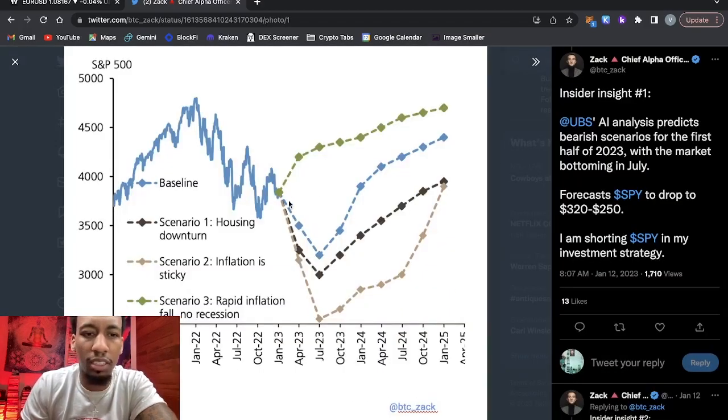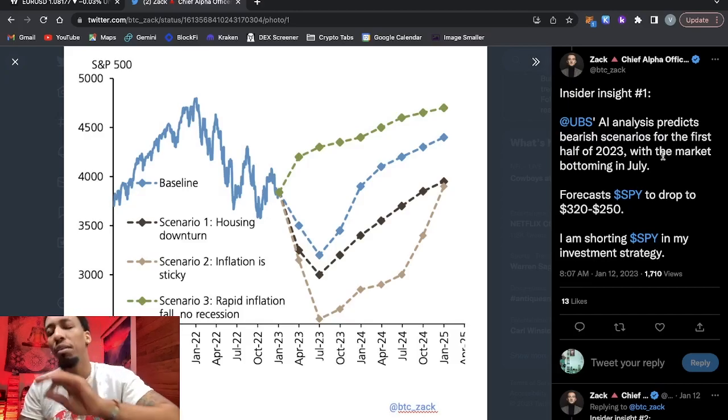The first one is insight from UBS. It's an AI analysis and is predicting bearish scenarios for the first half of 2023 with the market bottoming in July. So before I continue, when these financial firms do this analysis on when they think the market's going to do what, this is normally machine learning based. So they will put all of the financial data that they have going back 100 years, feed it into this machine learning, give it some filters, and then see what it produces.